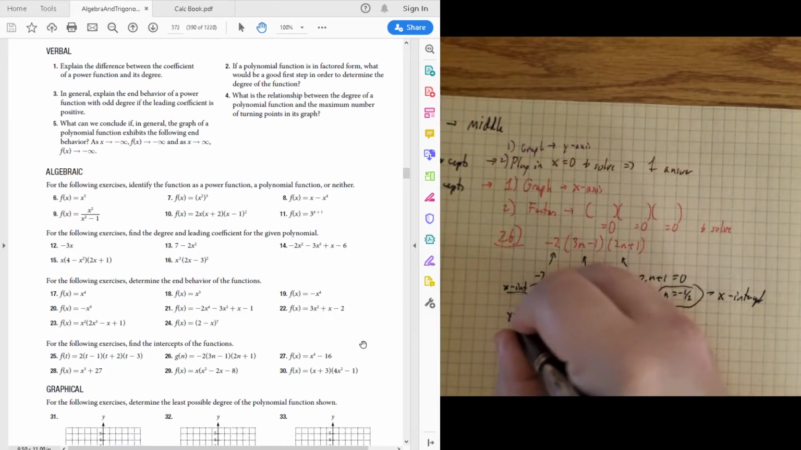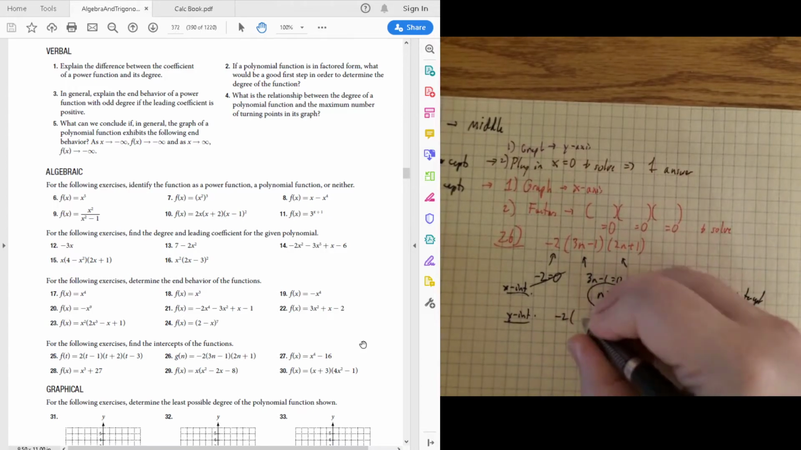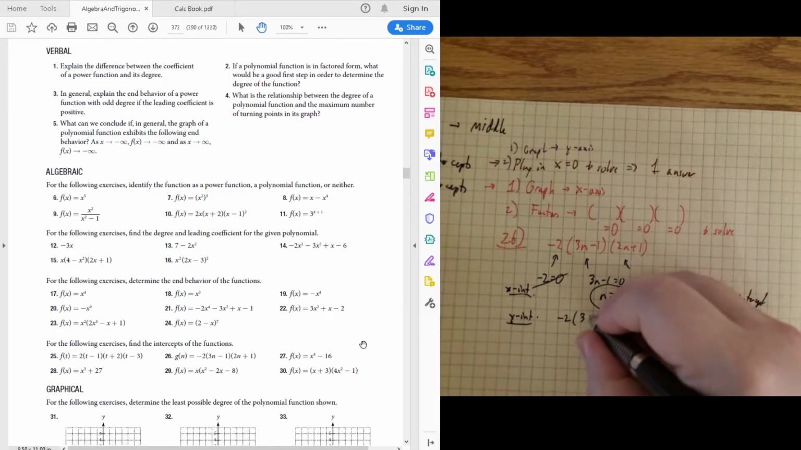If I want to find the y-intercept, I do a slightly different approach. I take this function, -2 and so on, and everywhere there is an x, or in this case an n, right? I just replace it with 0.